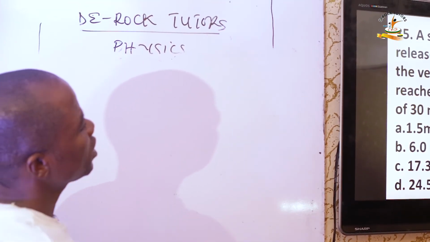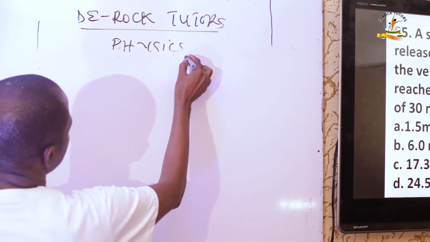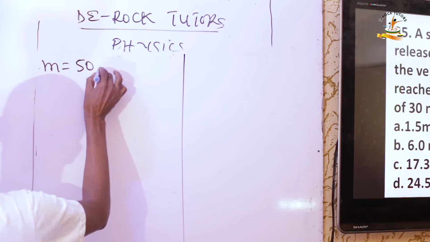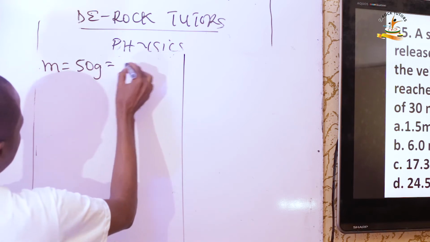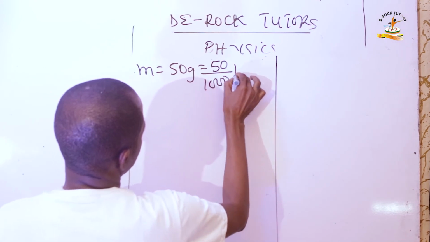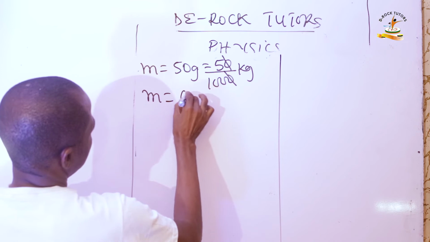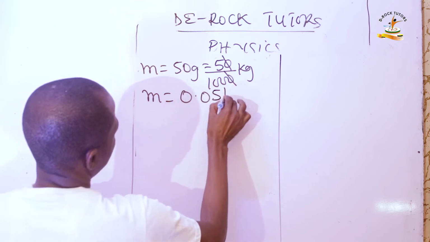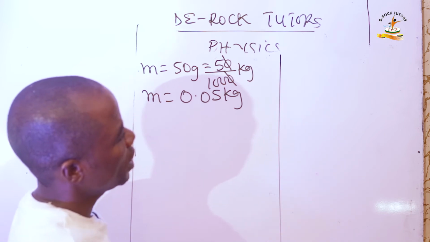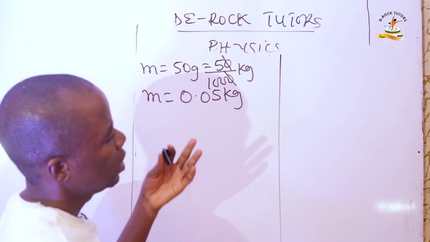Okay, a small object of mass 50 grams. The mass of the object, M, is 50 grams. If you convert this to kilograms, that will be 50 divided by 1000 kilogram. So our mass now will be 0.05 kilogram.